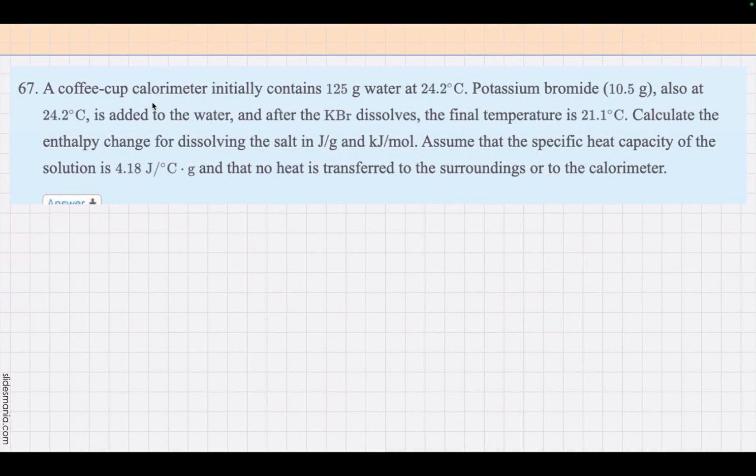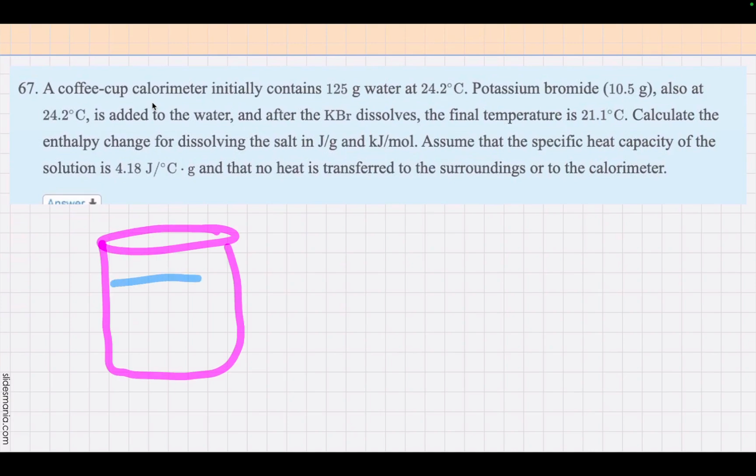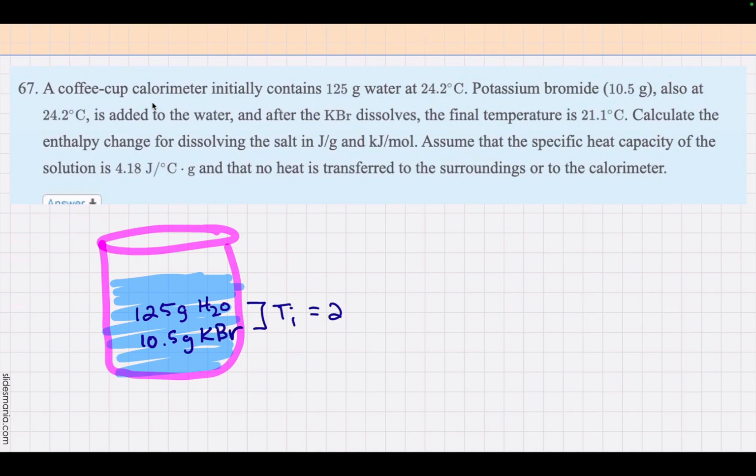So this is coffee cup calorimetry, not a bomb calorimeter. In the coffee cup, we always have water in the styrofoam cup. So we have 125 grams of water, and we're also dissolving 10.5 grams of potassium bromide. Both of them are at the same initial temperature of 24.2. And after the dissolving process is done, the final temperature is 21.1.